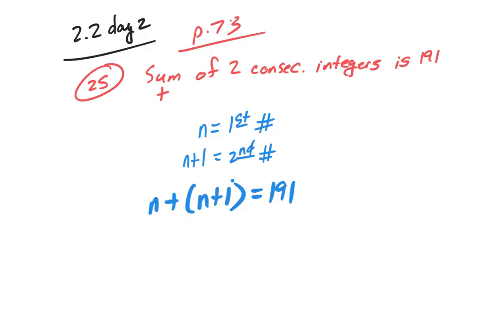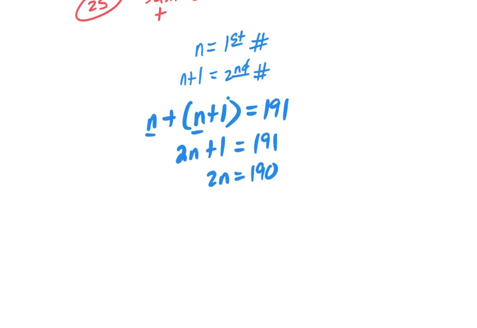The hardest part here is setting up our equation. Once we have the equation set up, then we should be able to solve it. I don't think that's necessarily going to be the hard part here, even though there are still mistakes that could be made. Getting the equation set up is the most important part. Combine like terms. We have n plus n here, so n plus n becomes 2n. And then we're going to subtract 1 from both sides. And then we're going to divide by 2. So 190 divided by 2 gives us what?